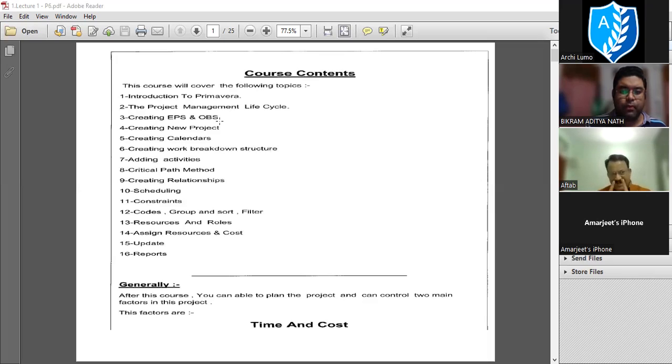So EPS is enterprise project structure. It means that in this EPS, the highest node or highest level will be the company itself. Under that company, the structure is all EPS structure. I'm trying to explain to you. Under this company, Blue Moon or ABC, whatever it may be, different departments will be there. Suppose Blue Moon is dealing with some civil project, some mechanical project, some electrical project.